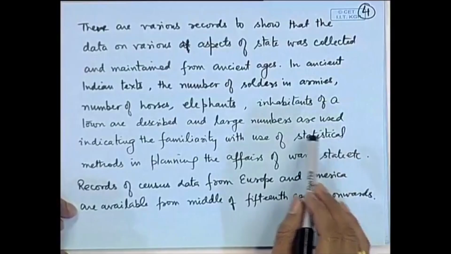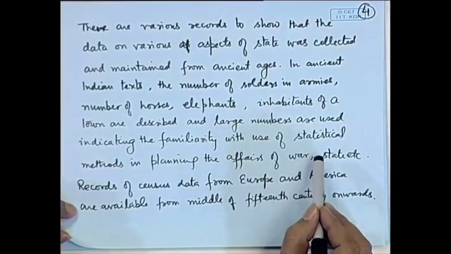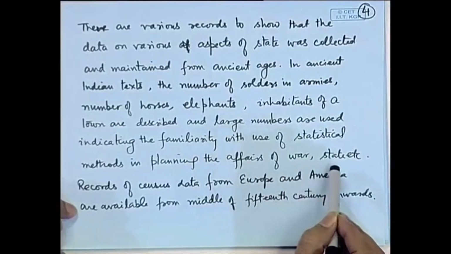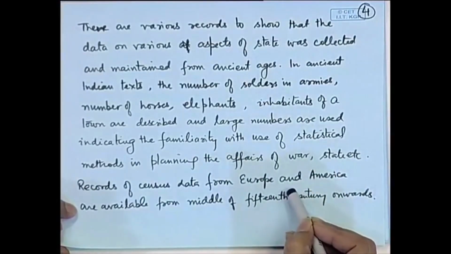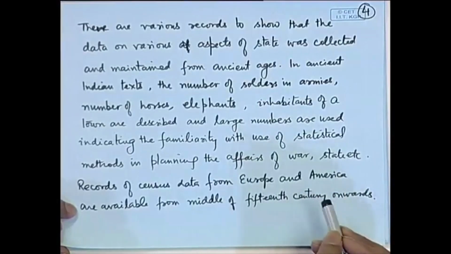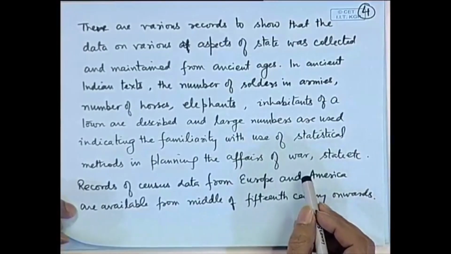Therefore, the term statistical information or the data has been in use from ancient ages. And it also shows that people were familiar with the statistical methods for planning the affairs of war, state, etc. Records of census data from Europe, America, etc. are available from the middle of the 15th century onwards. There is data from England or from Scotland on certain professions, that these many people work in this profession, etc. This kind of detailed breakup of the data is available from European countries or even from USA from the 15th, 16th and 17th century, etc.